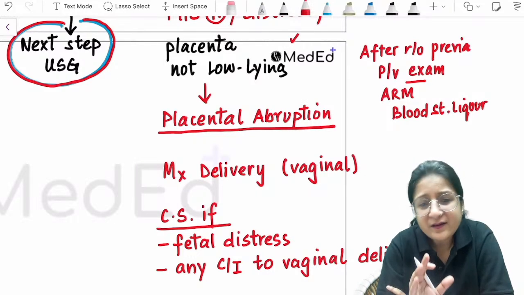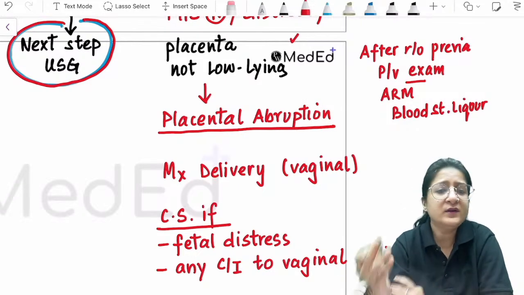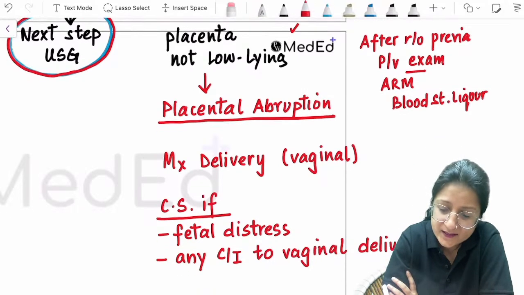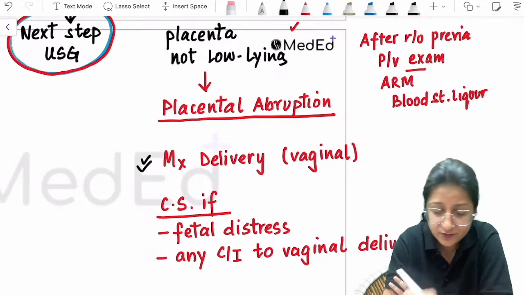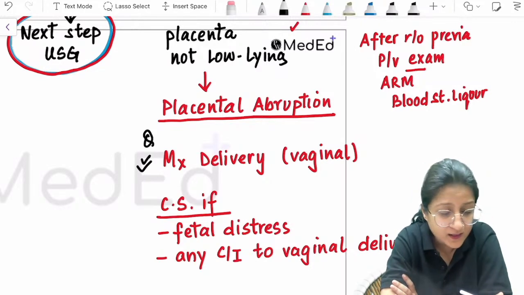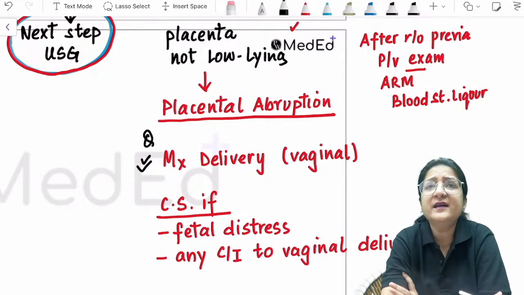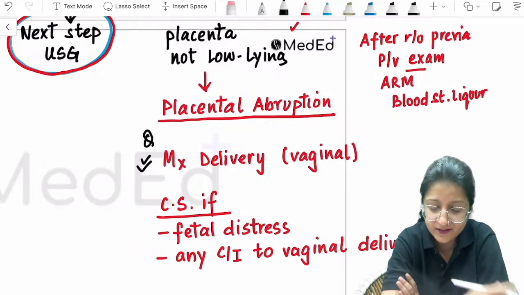Okay, so the bleeding will stop only and only when the woman delivers and the placenta is out and the uterus contracts. So with placental abruption, the management is delivery and the management is vaginal delivery. Okay, so this is an MCQ in your exams. Please remember that. So the management is going to be vaginal delivery, okay, unless there is an indication for a cesarean section.